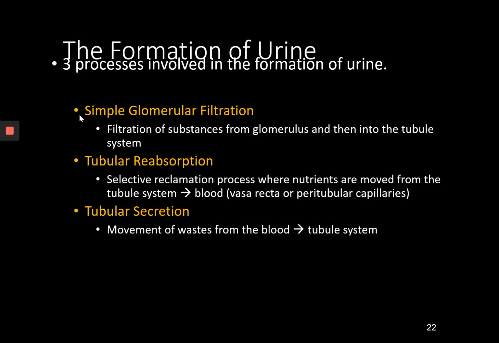So simple glomerular filtration is the filtration of substances from the glomerulus and then into the tubule system. And then tubular reabsorption is the selective reclamation process where nutrients are moved from the tubule system and back into the blood. So this occurs with the vasa recta and paratubular capillaries. We'll get stuff from that tubule system and put it back in the blood if it's needed, because simple glomerular filtration is not selective. Anything that fits through that filtration membrane goes through the membrane.